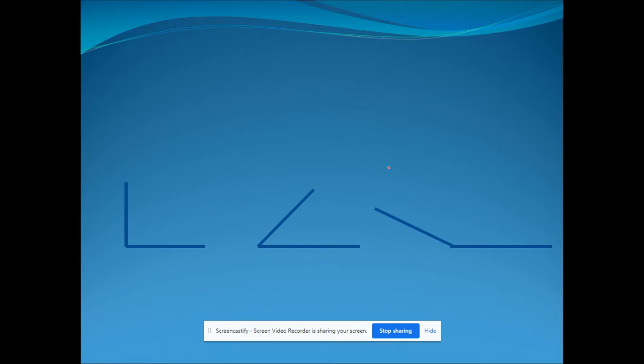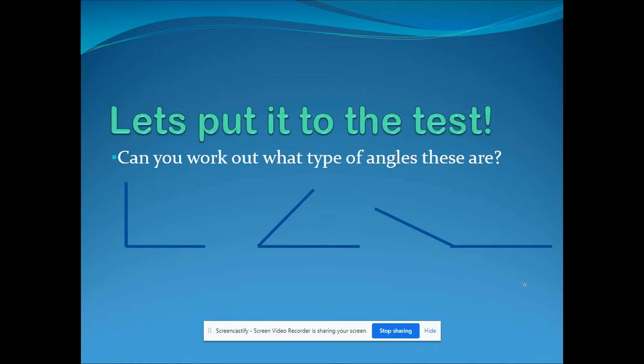So quickly, let's see this. What do you think this is? This is a right angle. What about this? This is an acute angle, and this is an obtuse angle. Very good, very, very good.